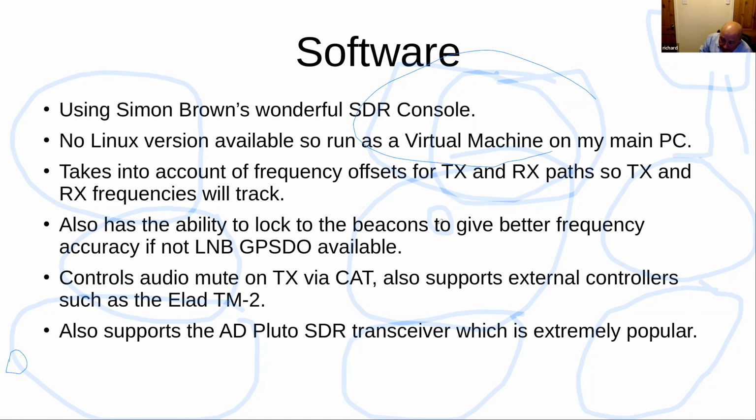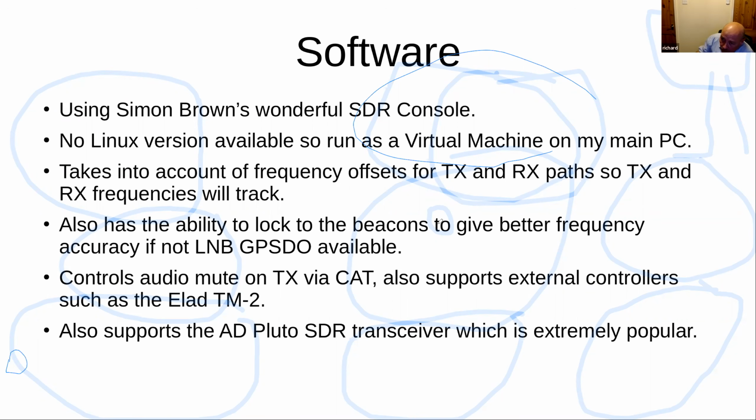Because the beacons are really highly accurate, you can also lock onto a beacon and use that as a local source of timing to synchronize the whole system, primarily for receive. Obviously if you don't lock the LNB, you do get a certain amount of frequency drift, and the beacons just help to make sure that everything on the receive path is accurate.